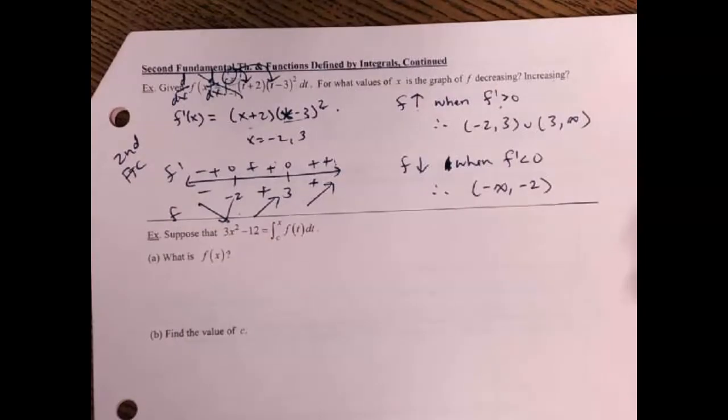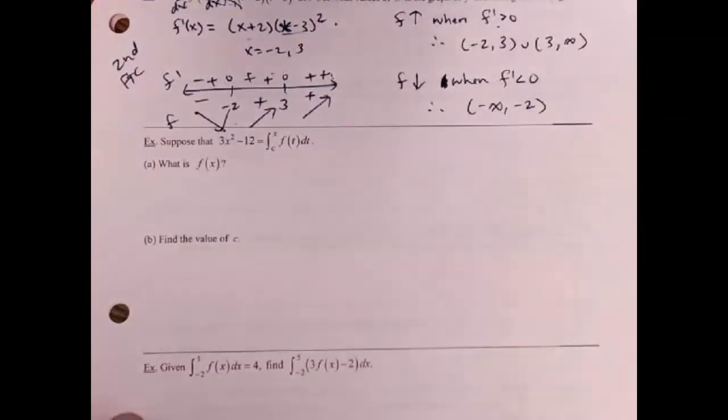Okay, next question. Also a little kind of weird one. It says, suppose that 3x² minus 12 equals this integration from c, some constant, up to x. And I'm integrating f of t dt. It says, what is f of x?